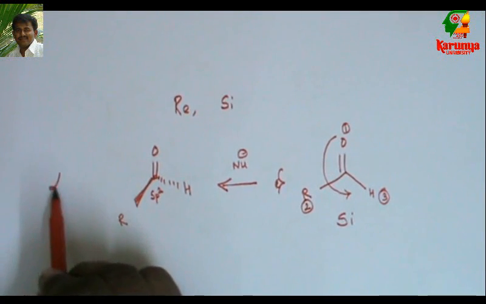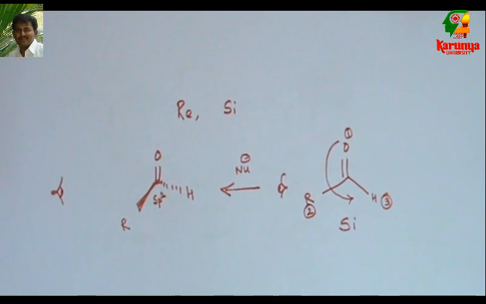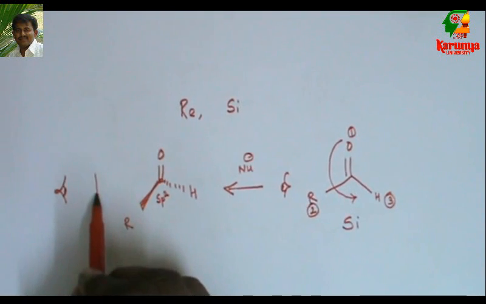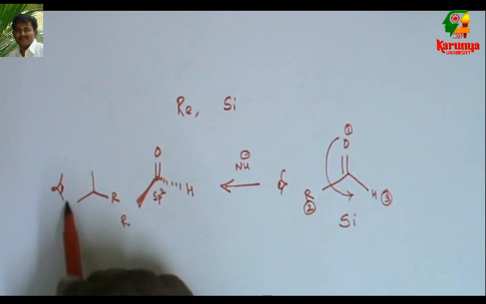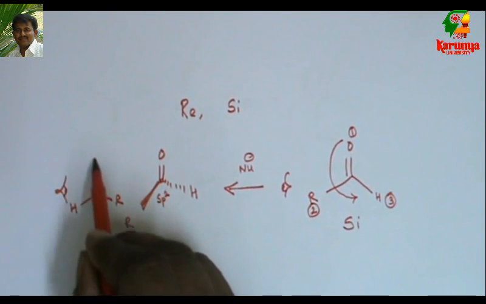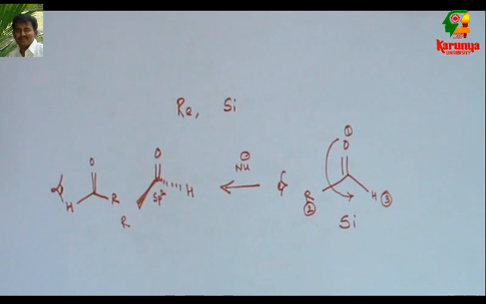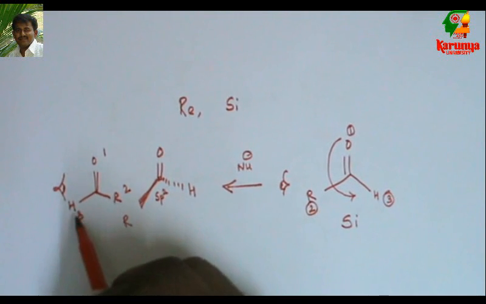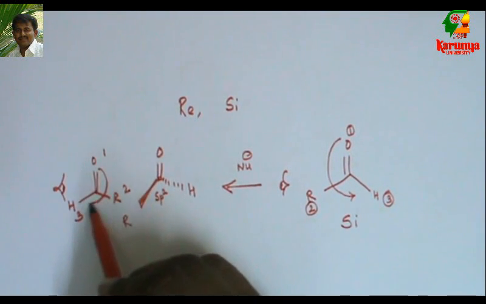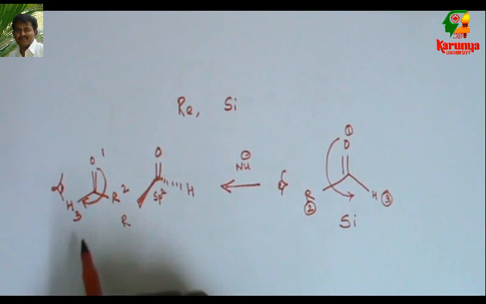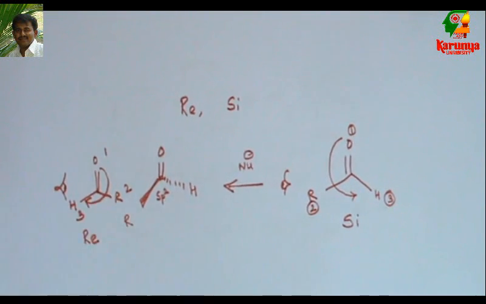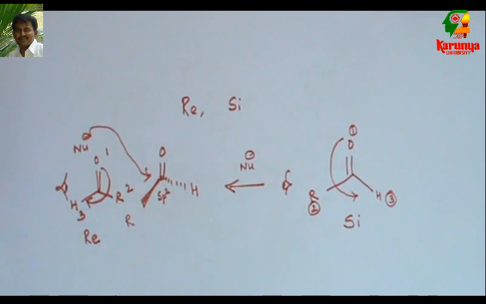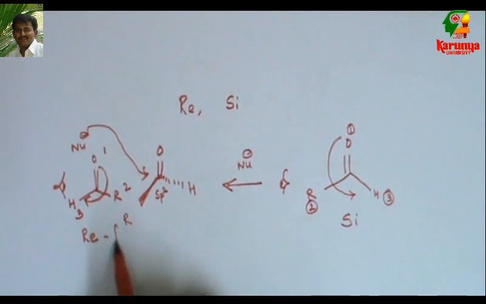Okay, if I view the molecule from here, then towards my right there will be R, and towards my left there will be hydrogen, and on the top there will be oxygen. I give priority now, 1, 2, 3. So it is clockwise. So this is called the Re face. If the nucleophile attacks from this face, then that is called Re facial attack.